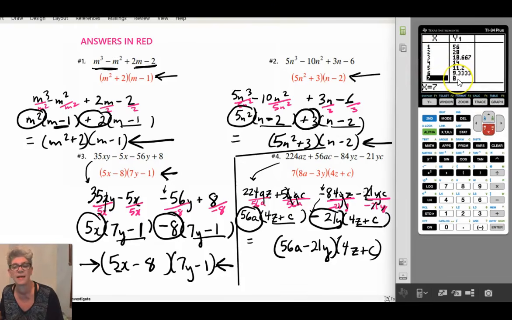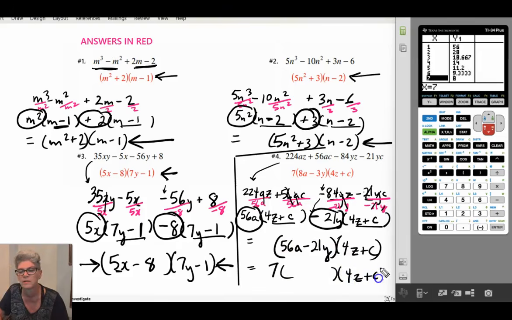7 times 8. Now that's the one I want to use because 7 is also a factor of 21. So the most that 56 and 21 have in common is a 7. So I can factor that out. Of course, the letters have nothing in common there. So this one can be carried out in a further step.